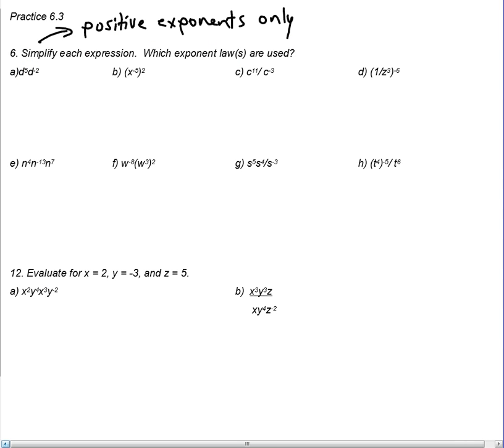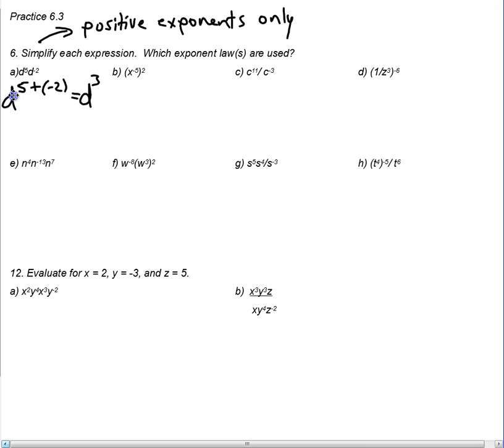So in the first example, we're going to use the multiplying powers exponent law. We'll call this the product law. And in this case, the product law requires us to add our exponents. So we're going to add 5 and negative 2. So that will give us d cubed. We're not substituting anything here, we're just simplifying.